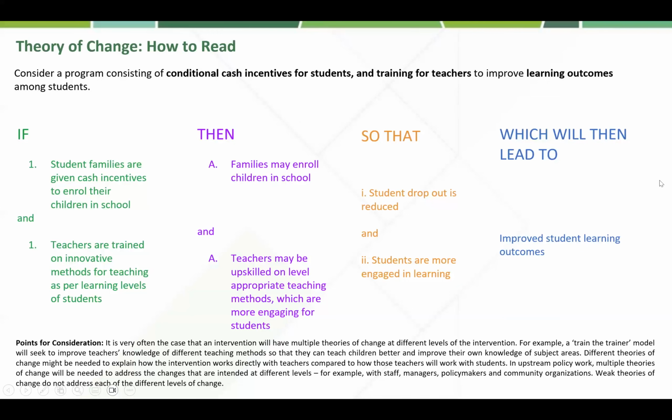My overall goal is improved student learning outcomes. Work backward: how do you improve student outcomes? Either you emphasize teacher training, or you reduce dropout, or students are more engaged in learning. Because you want to improve the outcome, the first job is a reduction in dropout, and the second job should be that students are engaged more in learning. So how could you do that?